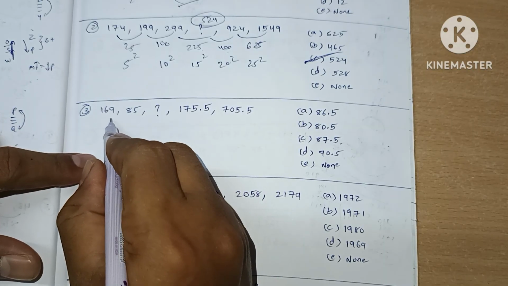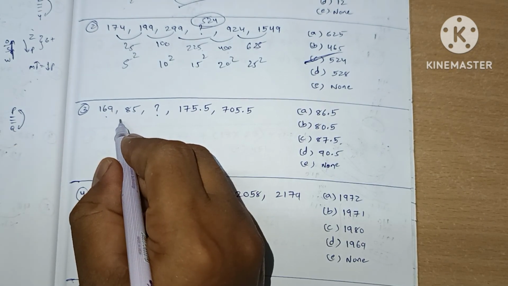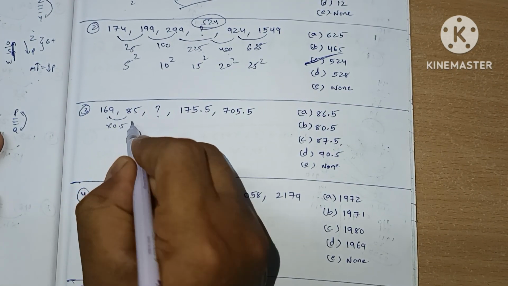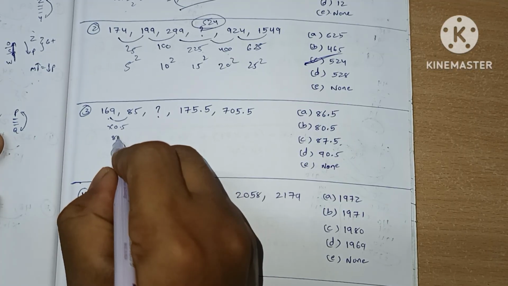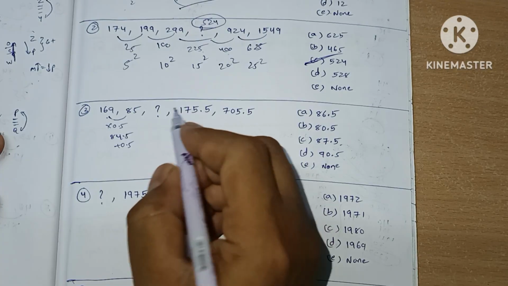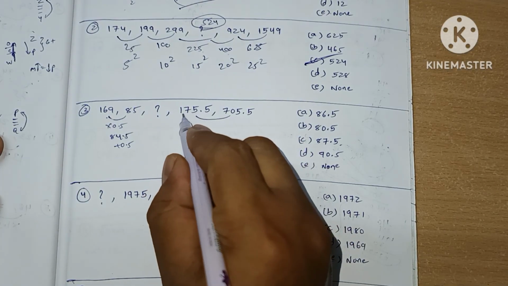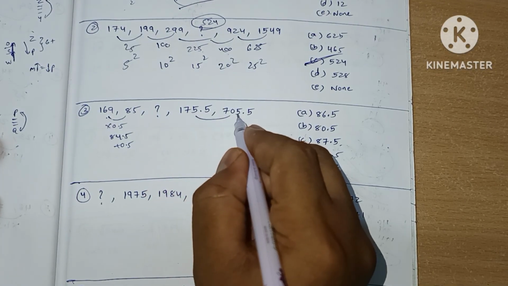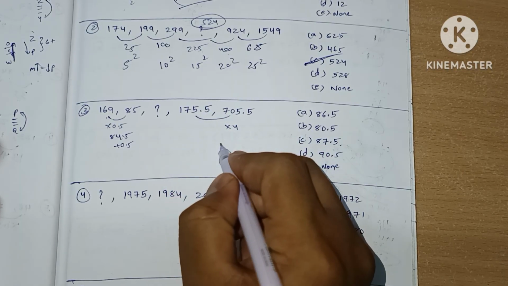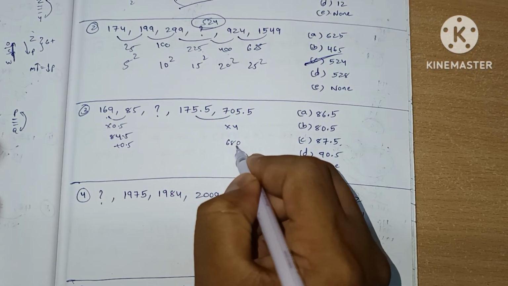Now we are going to see question number 3. This is nearly half times. So into half times will be 84.5 plus 0.5 will be 85. Here 175 becomes 705, means into 4 times, 175 4 times will be 680.